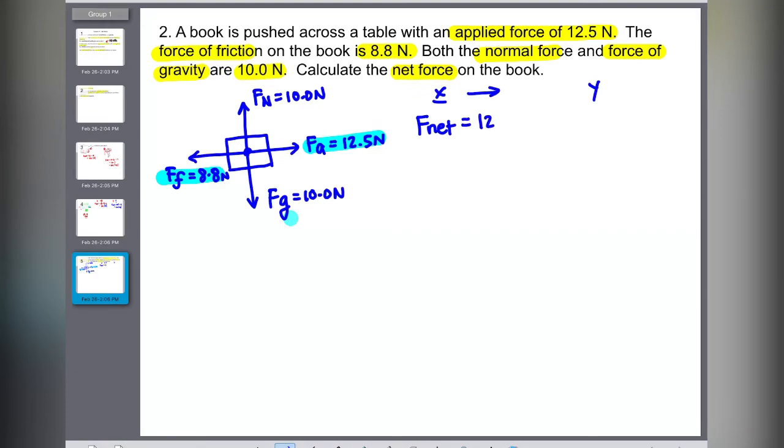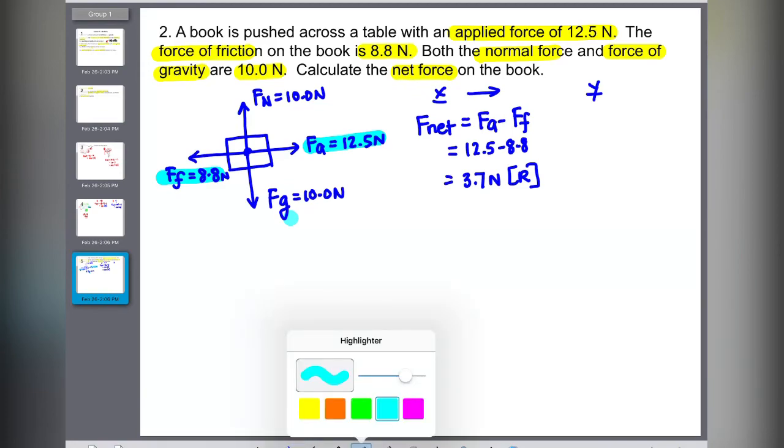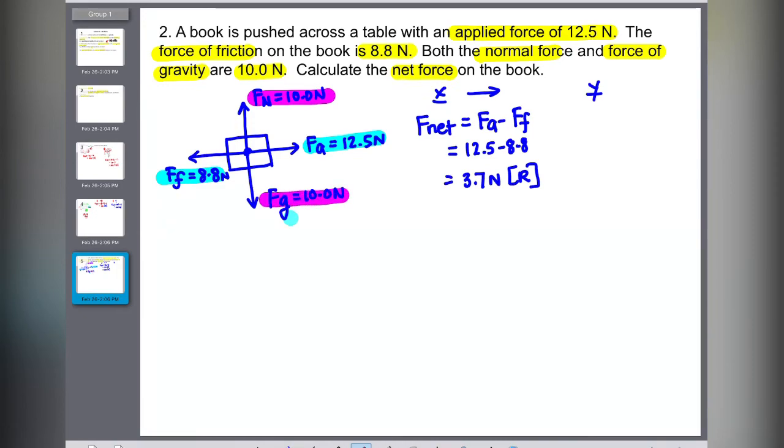The right, I'm going to write the name first. The right is FA minus Ff. So putting the numbers in will be 12.5 minus 8.8. Punch it in your calculator. So 12.5 minus 8.8 equals 3.7 newtons to the right. And then along y, I'm going to study the forces. Okay, this time I have 10 going up and 10 going down.